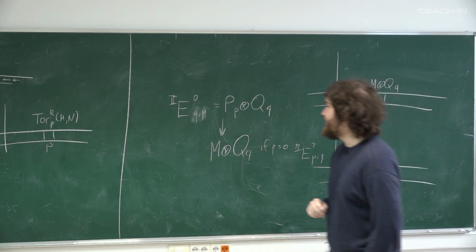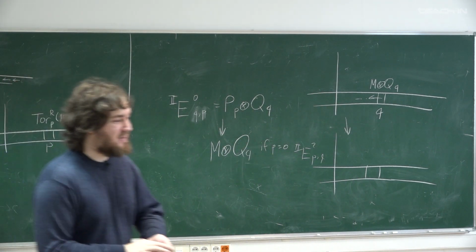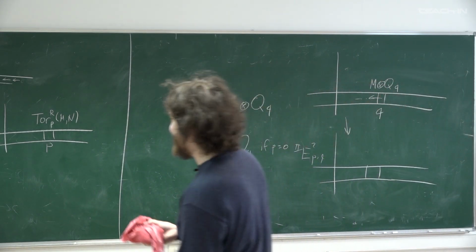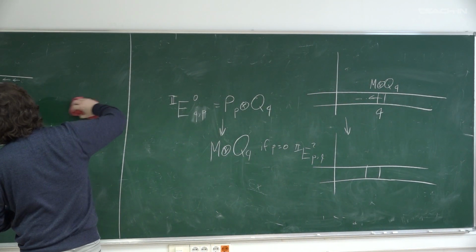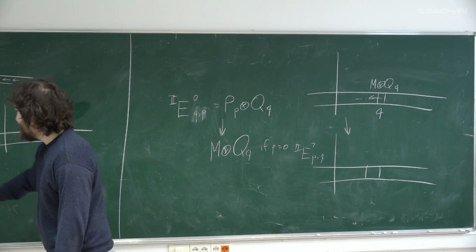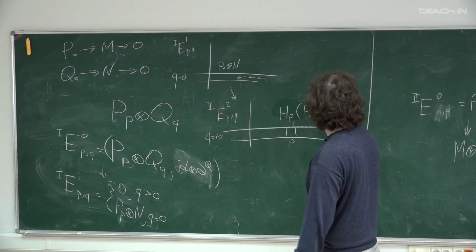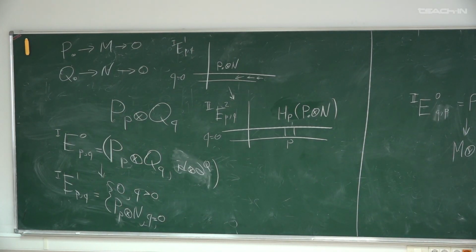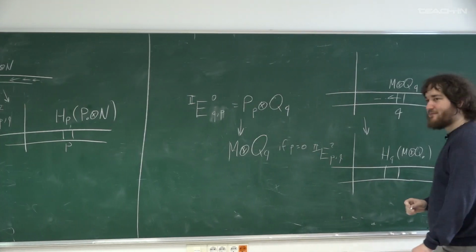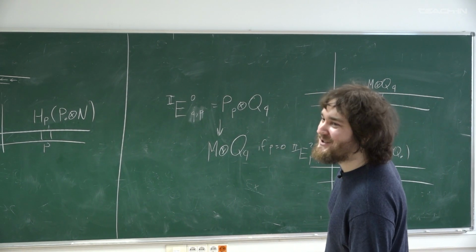Sorry, what I wanted to check now. It's not Tor. I don't know what Tor it is in fact. It's p homology of p tensor n, and this is q homology of m tensor q. Why is it not Tor? Because it's what I want to prove now, that these two definitions of Tor coincide.